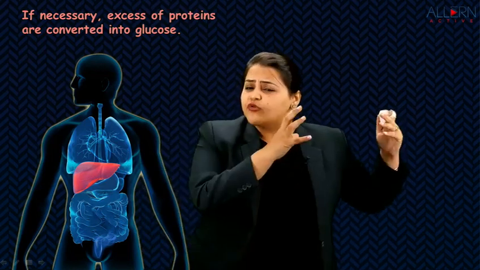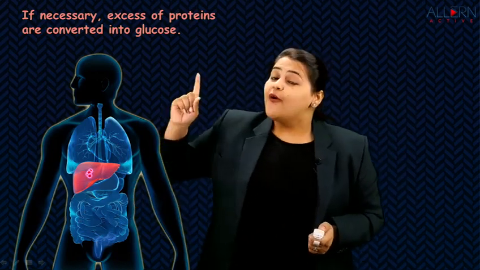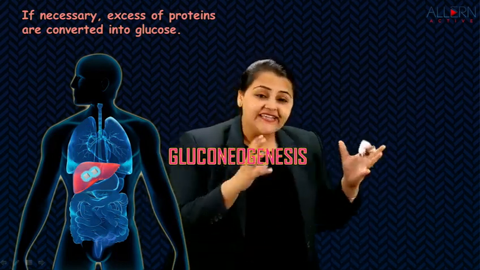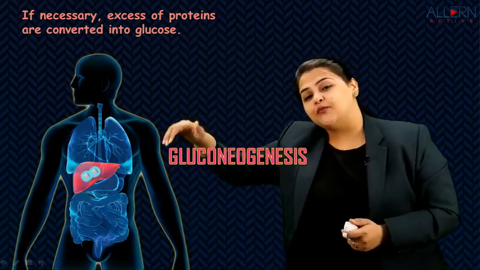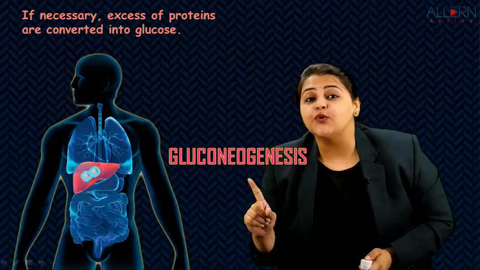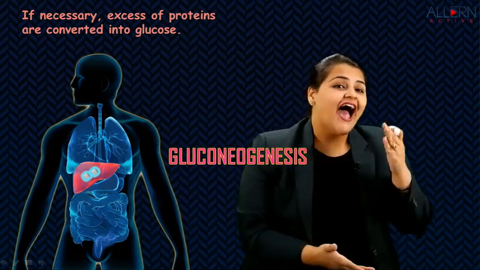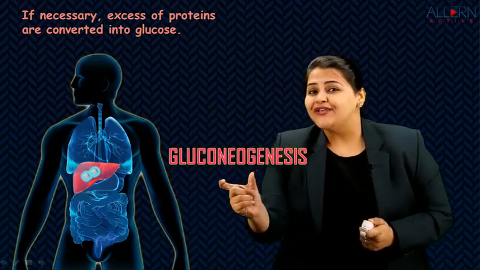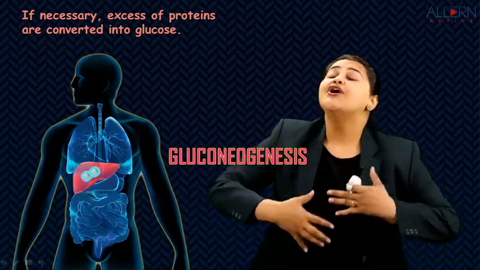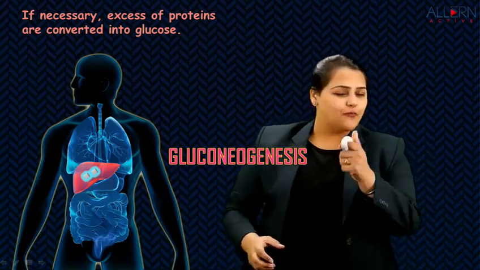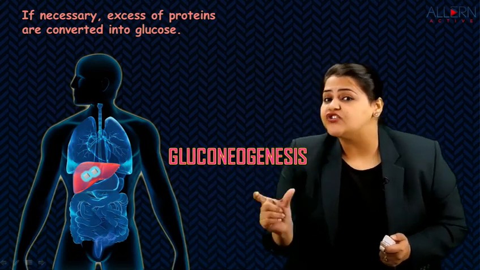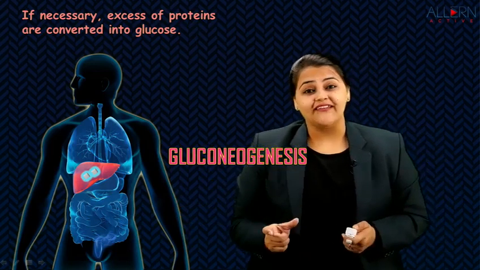When these protein molecules are converted into glucose, that procedure is called gluconeogenesis. The entire reaction in which your proteins are converted into glucose is called gluconeogenesis. So let's take the word gluconeogenesis and break it down. Gluco means glucose, neo means what? New. Yes, neo means new. Perfect. And then we have genesis. Genesis is to generate. So we have gluconeogenesis, a new glucose molecule which is generated in the body with the help of proteins.